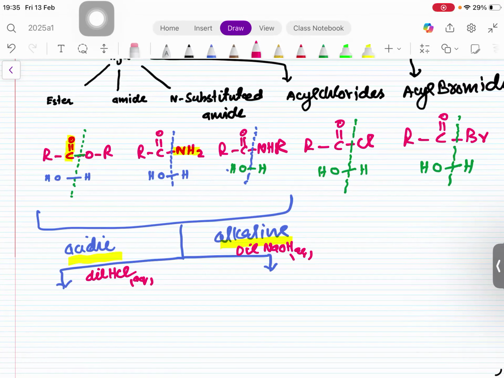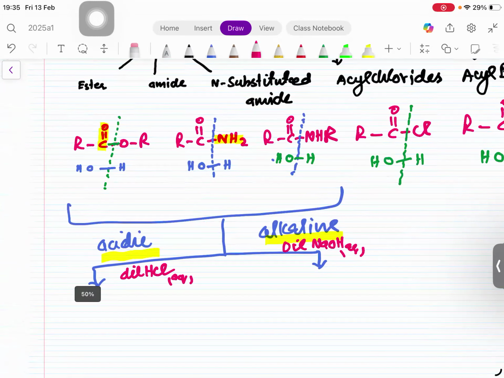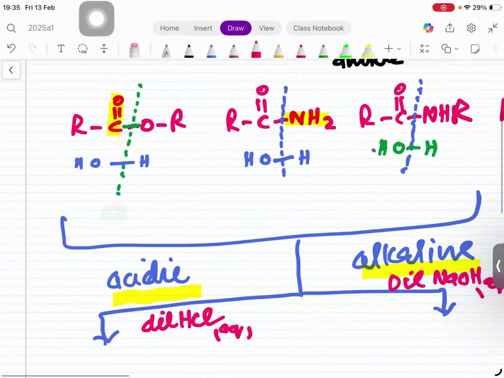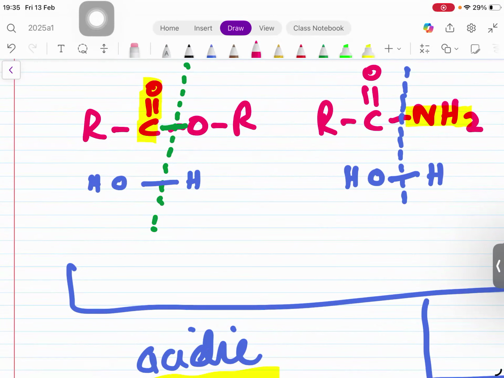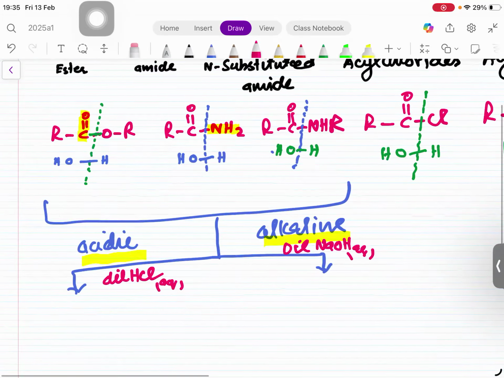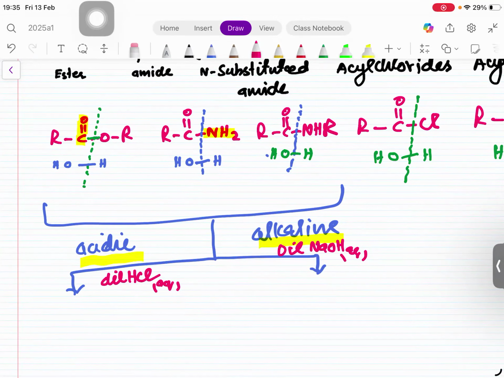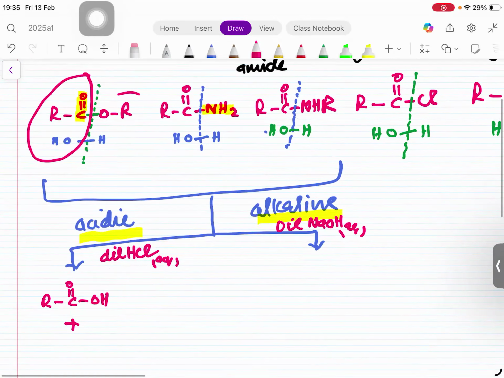Okay? So when you use acidic hydrolysis, look at this. The ester reacts with water, dilute acid and dilute alkali. The products for this, I'm just writing the product for the ester only. So one product will be RCOOH, carboxylic acid. And the other product will be ROH, that is, alcohol.